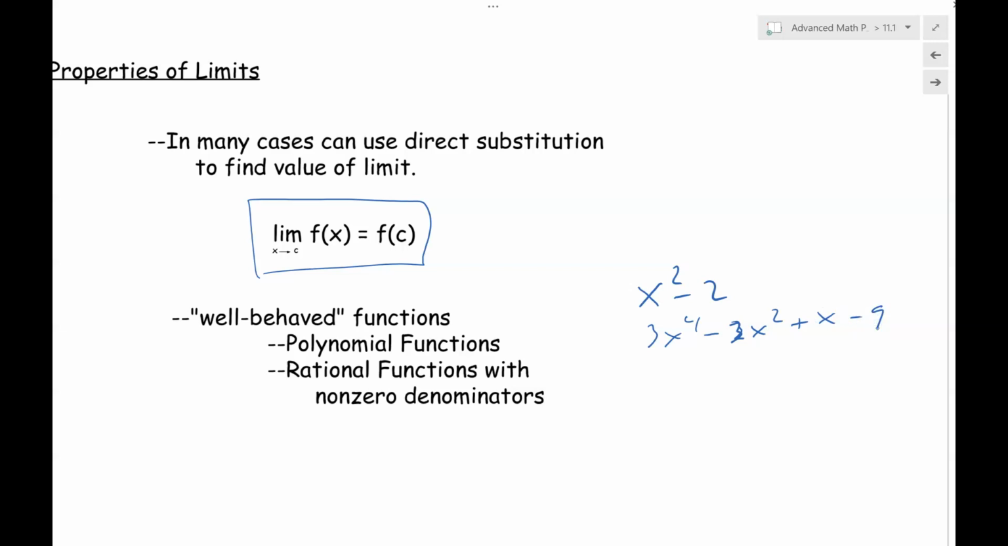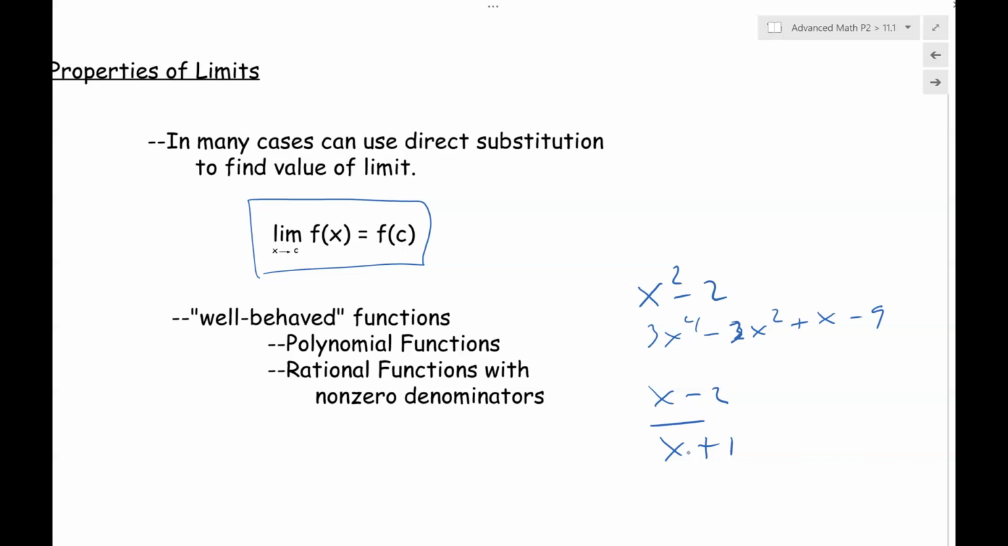Those are all polynomials. Rational functions with non-zero denominators. What that means is rational functions look like this, right? x minus 2 over x plus 1. If I'm finding the limit at a place that doesn't give me a 0 in the denominator. In other words, if I plugged in -1, if I was finding the limit at -1, I can't do it. But 2, yeah, as long as I don't get a 0 in the denominator, it's well-behaved and I can get an answer. All right, so that's what we're going to use to solve for some limits.